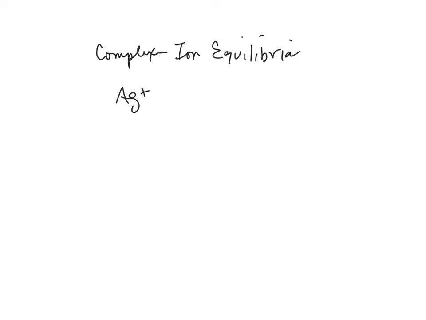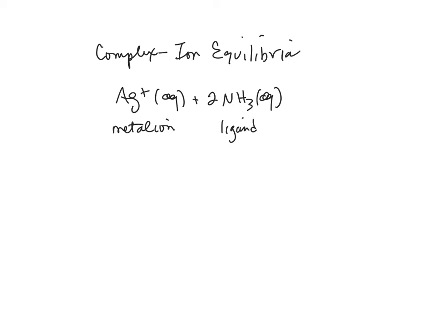So I will do some writing and we'll look at some equations here. So this is for complex ion equilibria. And we're going to look at silver plus aqueous. So that's going to be our metal. And we're going to have two NH3 groups. Those are going to be aqueous. So this is your metal ion. The ammonias are going to be the ligands.